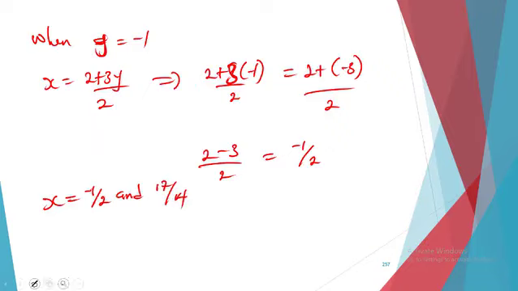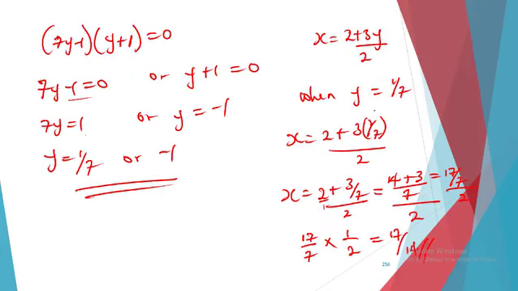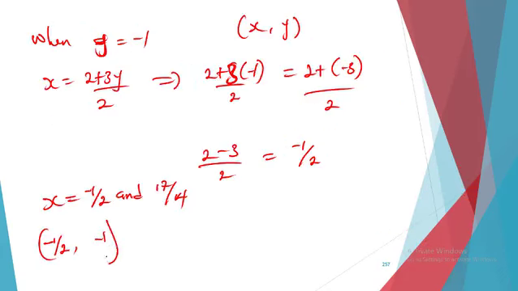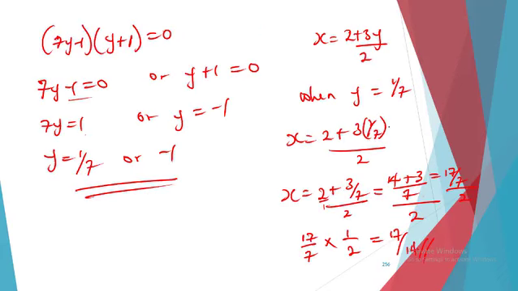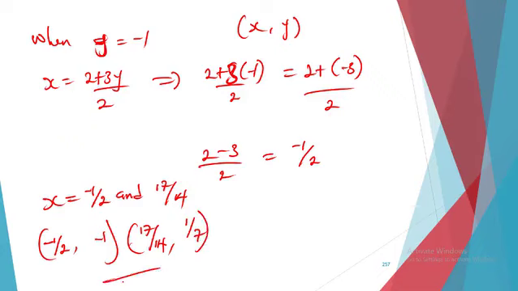If we are to represent them in a bracket where we have x comma y, then we'll have the first one to be minus 1 over 2, comma, what's the first value of y? This is minus 1. When x is minus 1 over 2, y is minus 1. And when x is 17 over 14, y is 1 over 7. So these are the answers.